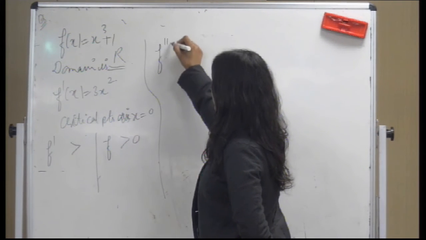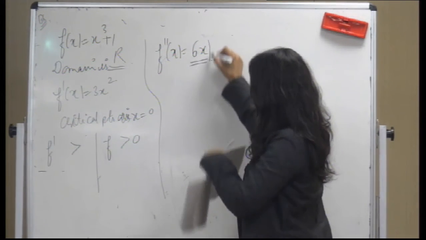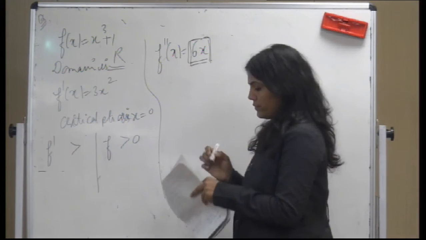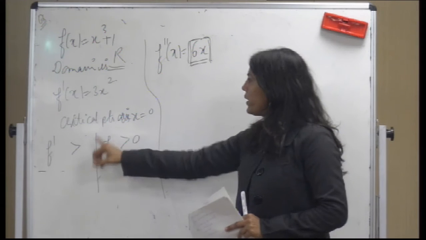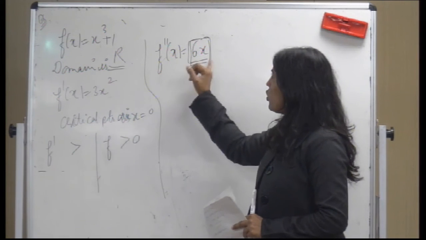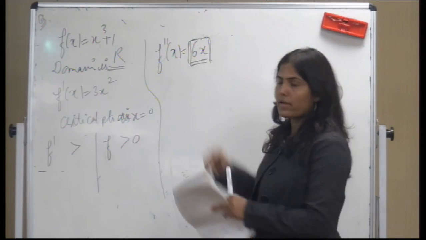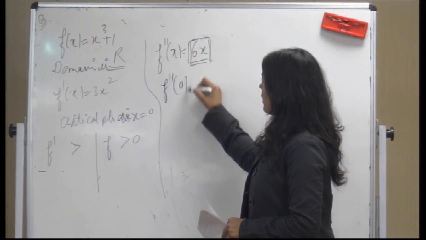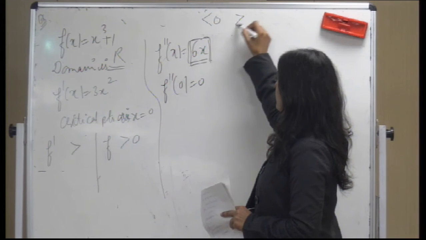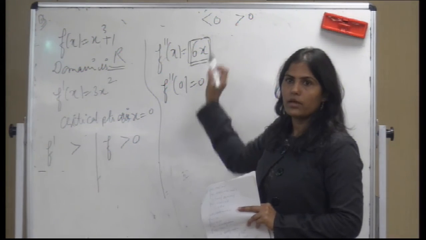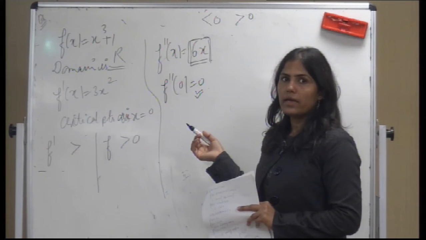Second derivative will be what? It will be 6x. Can you say anything about this? At 0 is the discussion point. So 0 is the discussion point. At 0, this value is basically 0 now. We can conclude, if we are applying the second derivative method, then if these are the situations, only then can we answer anything. If this is the situation, we cannot answer anything.